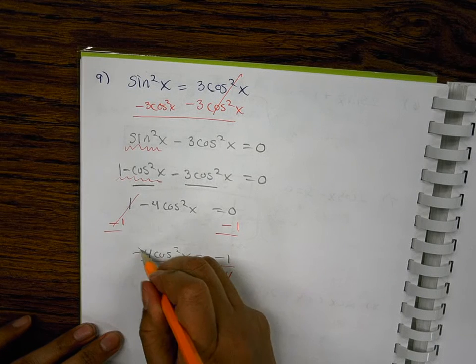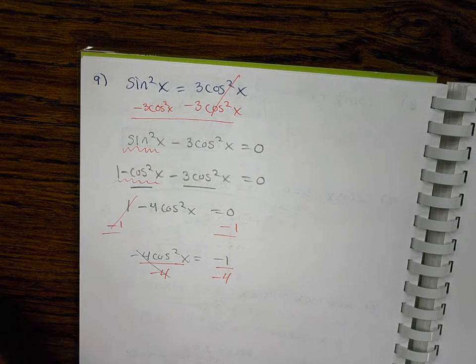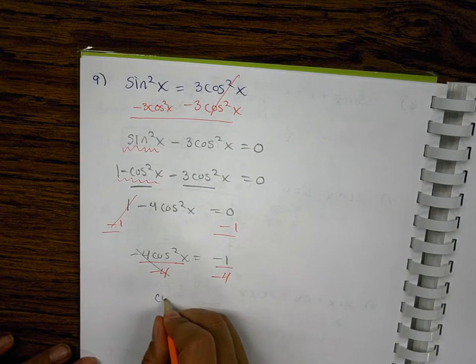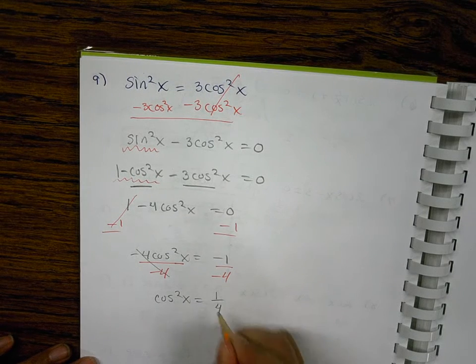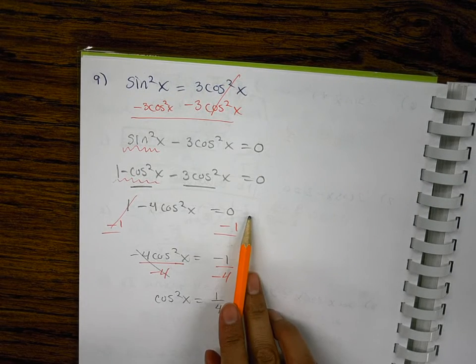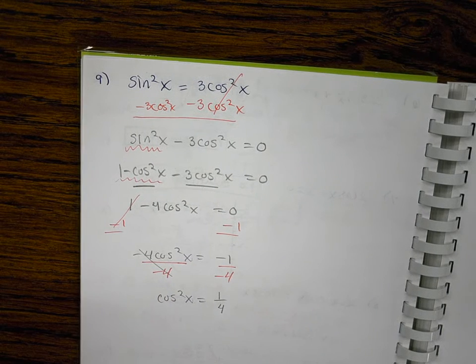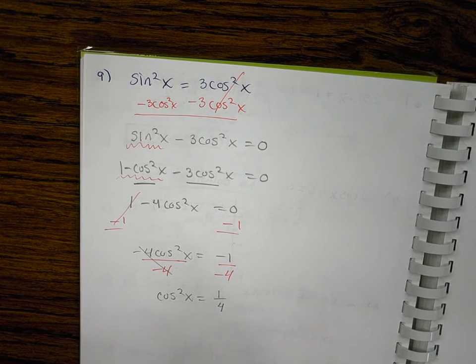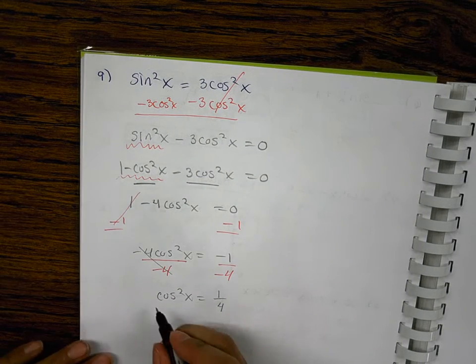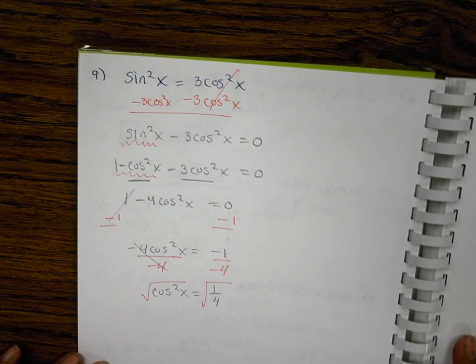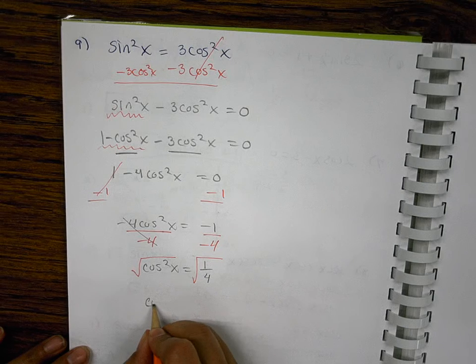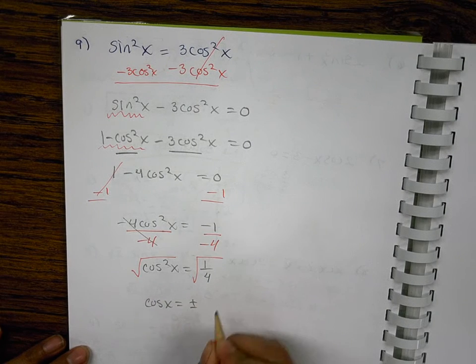Reduce. Cosine squared x equals, negative divided by negative is positive, 1/4. Now if you had added the 4 cosine squared x and divided by 4, you wouldn't have to worry about the negatives, but it doesn't matter either way because they both cross out. Square root both sides, and we can square root a positive. Cosine x equals plus or minus the square root of 1/4, which is 1/2.